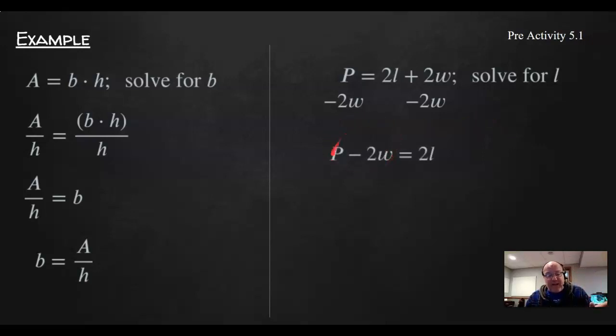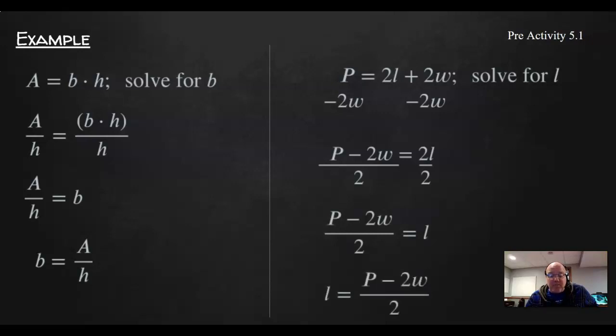On the left-hand side of the equation, I have P minus 2W. I can't simplify that any further because I don't know what P is and I don't know what W is. Now to get this L by itself, I have to create a 1 on the right-hand side of the equation. So I'm going to divide the entire left-hand side of the equation by 2. So I get L equals P minus 2W over 2. And that would be my answer for that one.